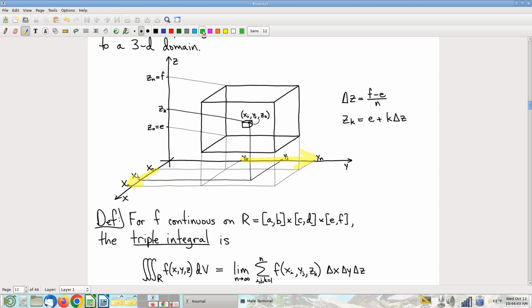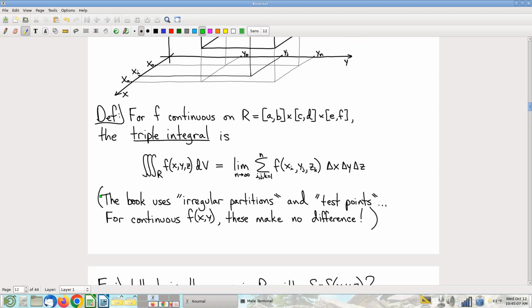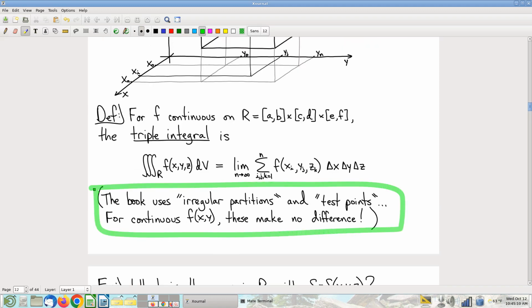Okay. So now we have to also slice up from E to F on the z-axis. So sure, a little bit different formulas here, but they're morally equivalent, right? Same basic structure. It's just now E to F instead of A to B. Morally the same. Okay. All right. And again, ignore all that the book has to say about irregular partitions and test points. That's formality that's admirable, necessary in 400 level math classes, and totally unnecessary in Math 219.